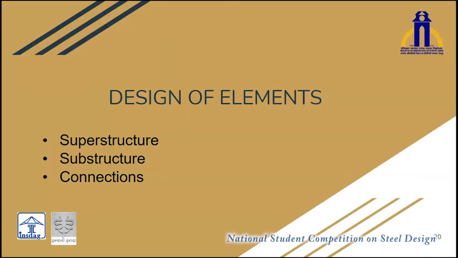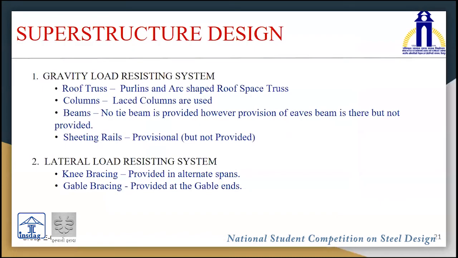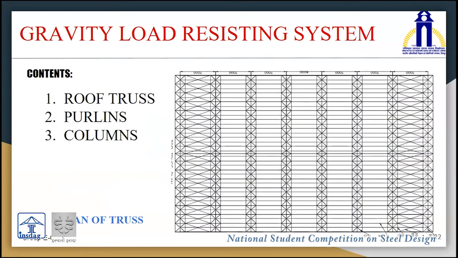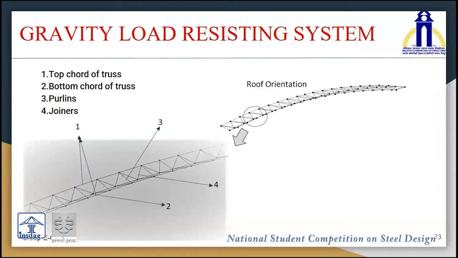Now coming to the design part of the project, it consists of three major aspects: substructure, superstructure, and connection. The first of which is the gravity load resisting system consisting of roof truss and column, and the second is the lateral load resisting system consisting of knee and gable bracing. The roof plan of the truss is shown in this slide along with purlins and columns.